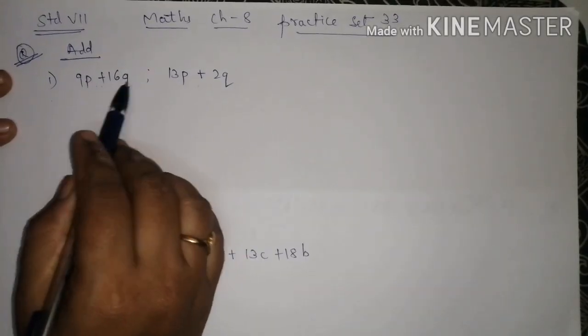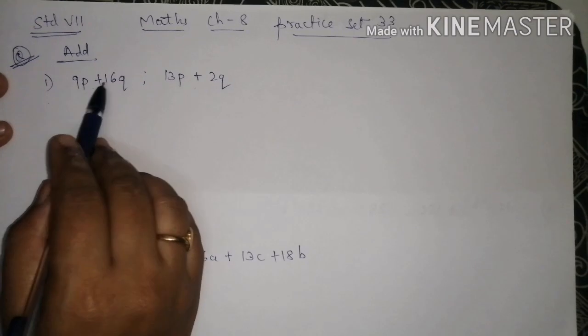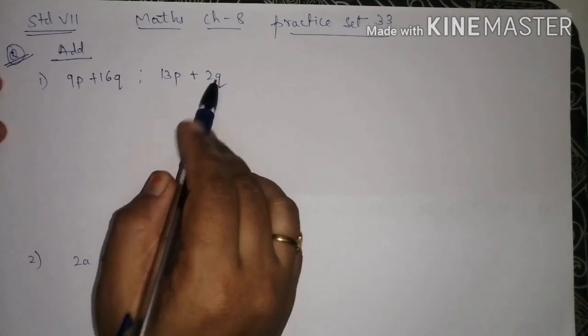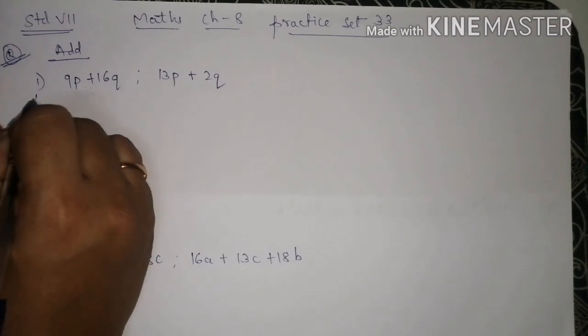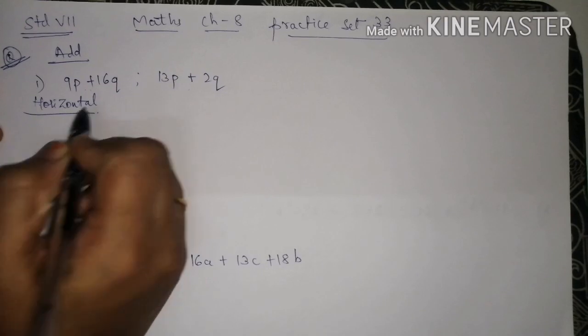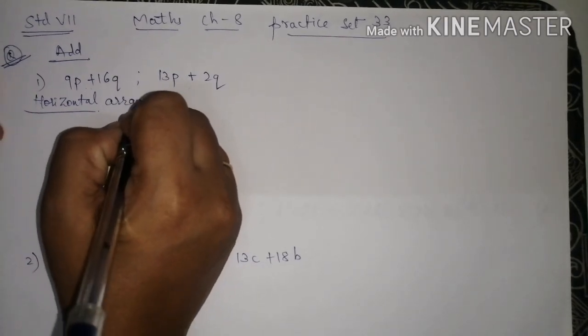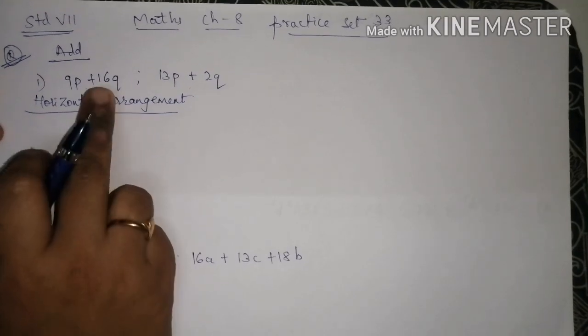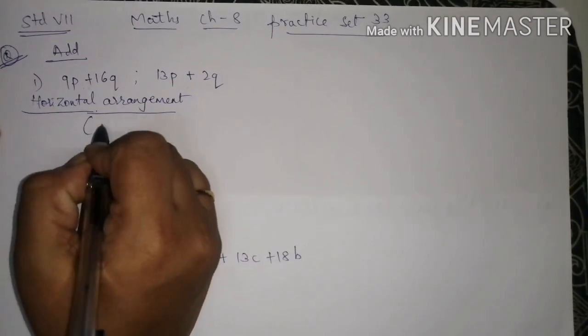So these are the two expressions. The first one is 9p plus 16q. The second one is 13p plus 2q. So the first method is the horizontal one. Put them in brackets. This is the horizontal arrangement. First I am showing by horizontal. First put both the expressions in brackets.